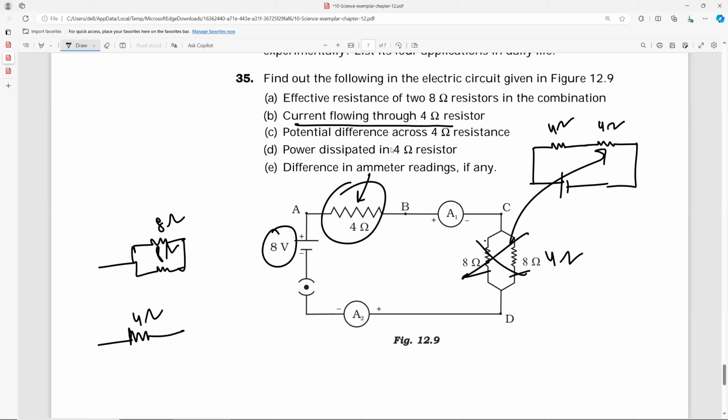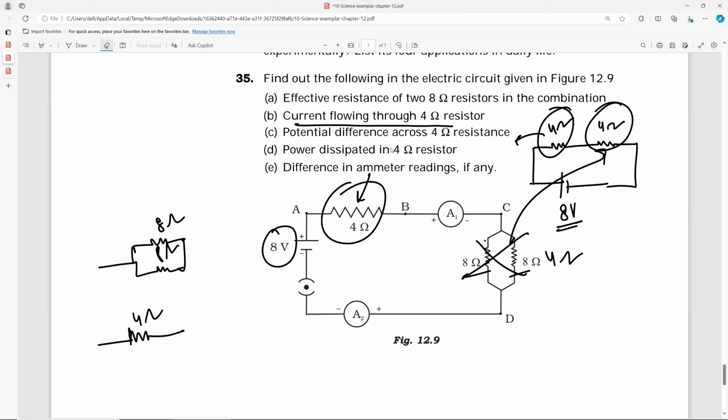So now these are the equivalent resistors. This is very simple: if the resistors are the same, then in series the current remains the same, but the potential difference divides. So 8 will be divided into 2 equal halves because they are both the same. So it will be 4 volt, and this will also be 4 volt. Both will receive 4 volt, and this will be added to make 8 volt.